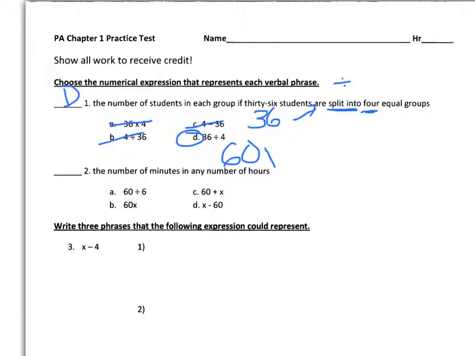So let's look for the one that shows 60 times x. We have 60 divided by 6, no. 60 times x, yep, that looks good. Let's check the others. 60 plus x, no. x minus 60, no. So looks like B is our best choice.